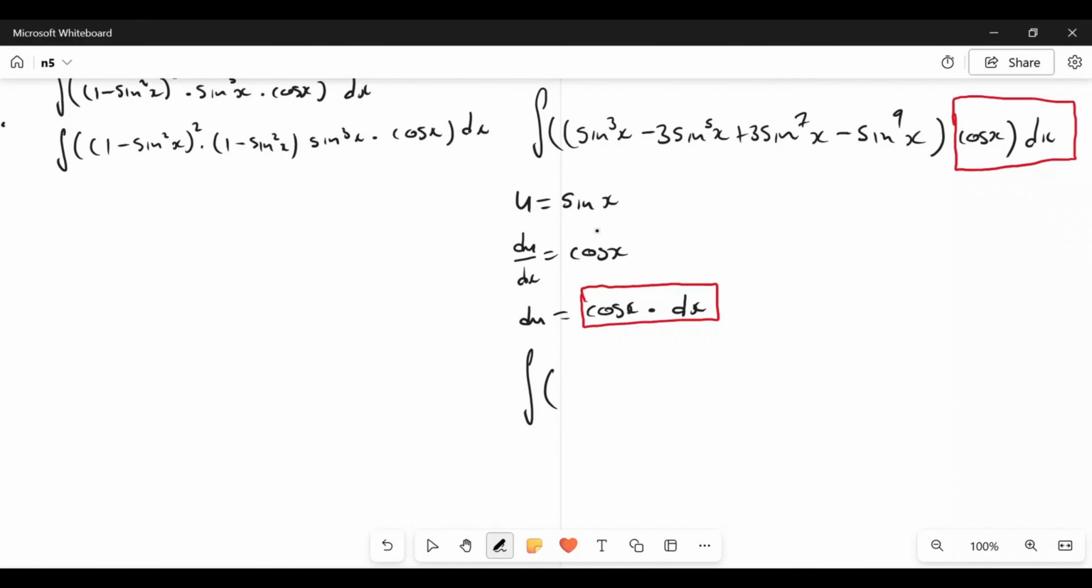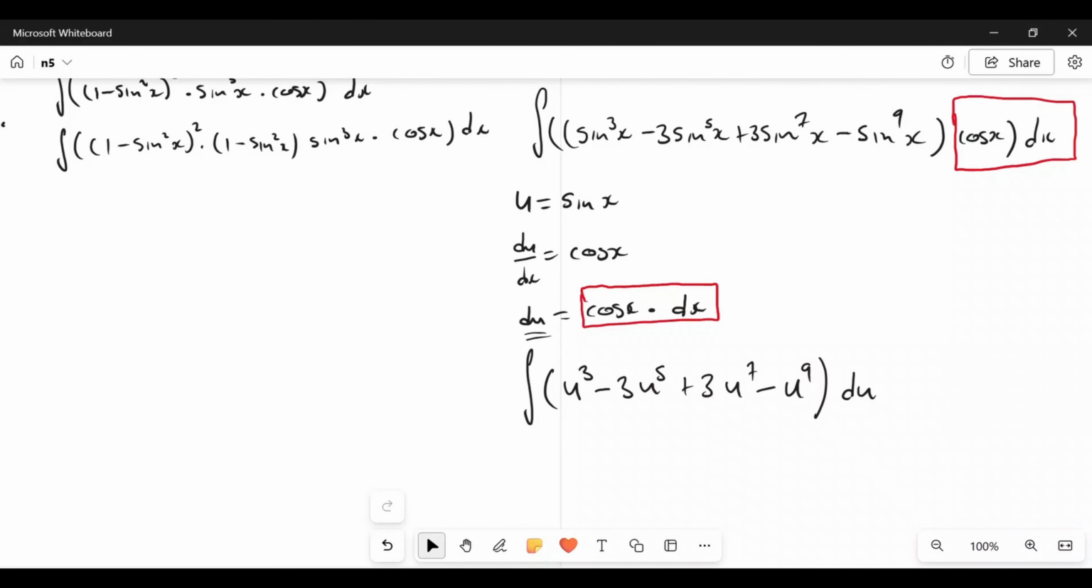There we go. So wherever there is sine, remember we substitute with u. So we have sin³x, this is going to be u³, minus 3 sin⁵x, this is going to be 3u⁵, and then plus 3 sin⁷x, this is going to be 3u⁷, minus sin⁹x, this is going to be u⁹, close bracket. Instead of writing cos x dx, we're going to substitute with du. So multiply by du, like that.